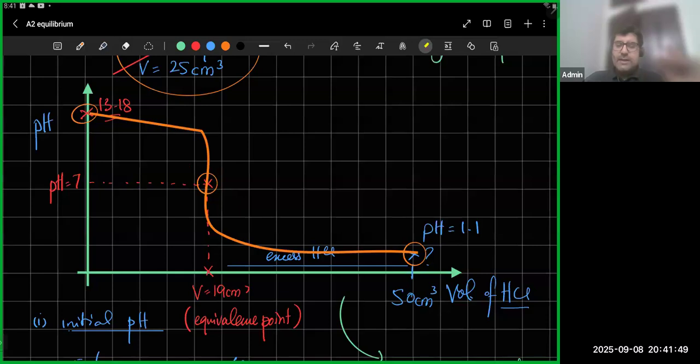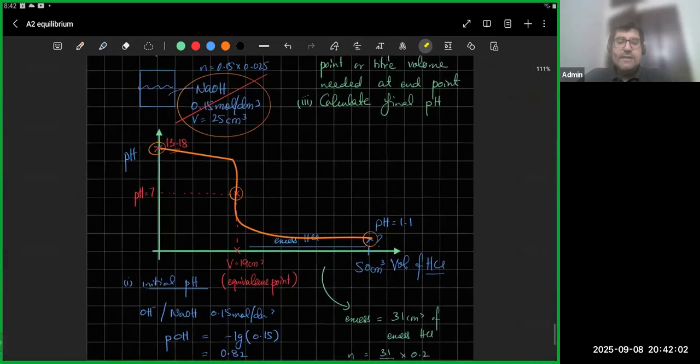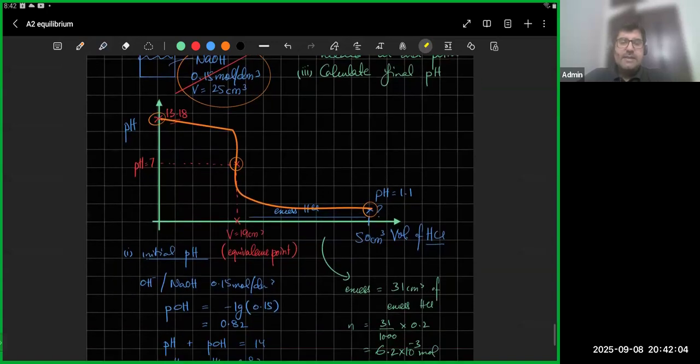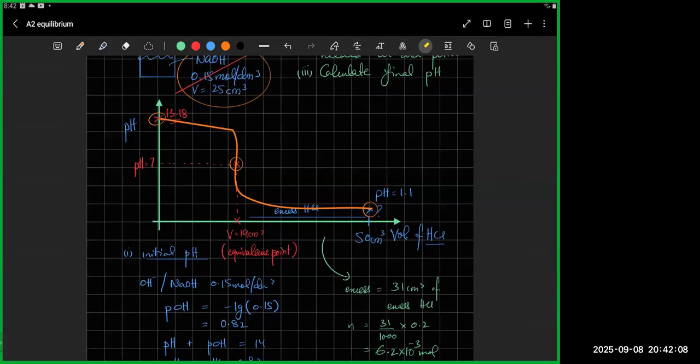Okay, so this is how you're going to sketch. It's always going to be an S-shaped curve. You're going to measure the first point, the equivalence point, and the final pH of the whole titration, and then you're going to sketch the curve. Okay, is this clear? Yes.